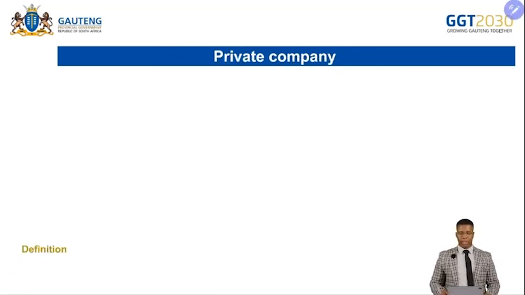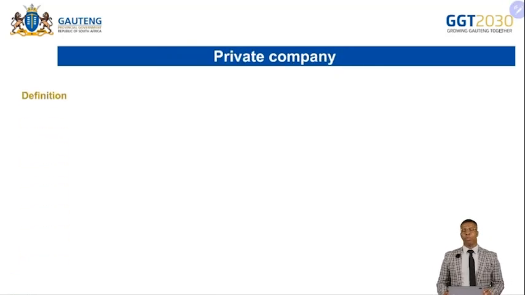Then we start with companies. Remember that we have two types of companies. We have profit companies and we have non-profit companies. So what we start with now is what we call profit companies. So we'll be looking into types of profit companies.